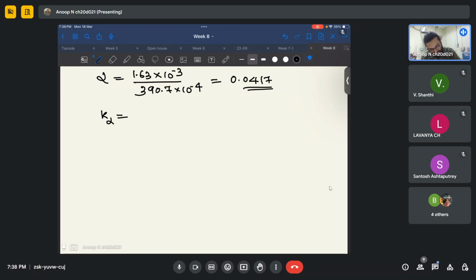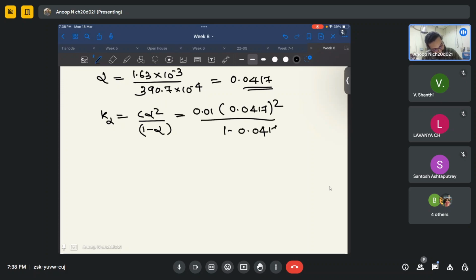K alpha is equal to C alpha square divided by 1 minus alpha, which is nothing but 0.01 into 0.0417 square divided by 1 minus 0.0417, equal to 1.82 into 10 raised to minus 5 molar. Here also I have managed the unit.